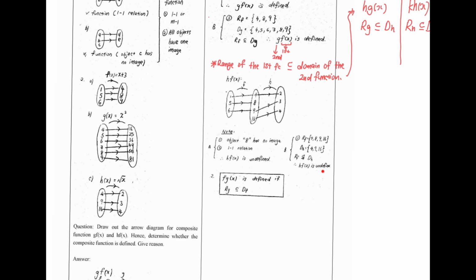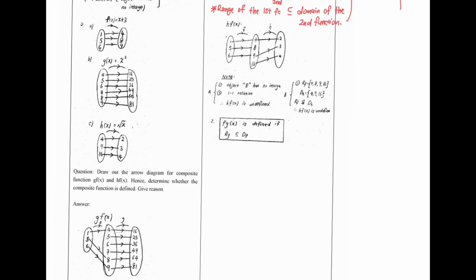So in conclusion, fgx is defined if the range of the first function gx is a subset of or equal to the domain of the second function, fx. Okay, so we already know how to check whether a function is defined or not. So what else is to be expected in the exam?